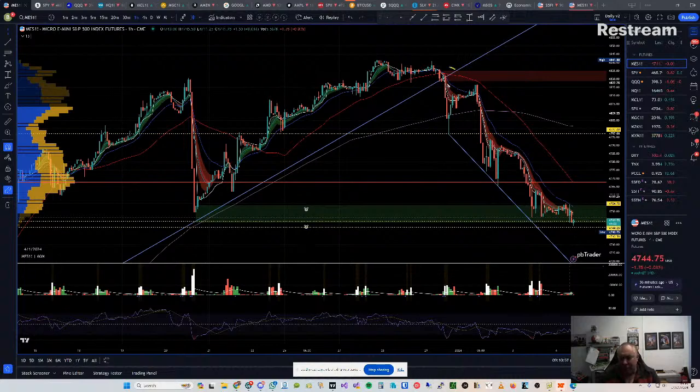And we've got a supply zone up here as well, and there's technically a supply zone as well, but we'll cross that bridge when we get there. So right now we are watching this area, and what I'm watching for is a bounce. A high risk bounce.